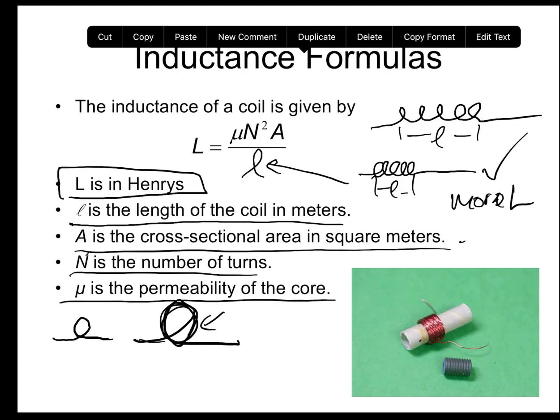Okay, the last one is called the permeability. That's the magnetic properties of the core. What's in the middle of this coil? So if I think of what's directly in the middle of there, is there air? And if there's air, there's a permeability component to air. Is there iron? And then there'd be a permeability component to iron, or ferrite type materials.